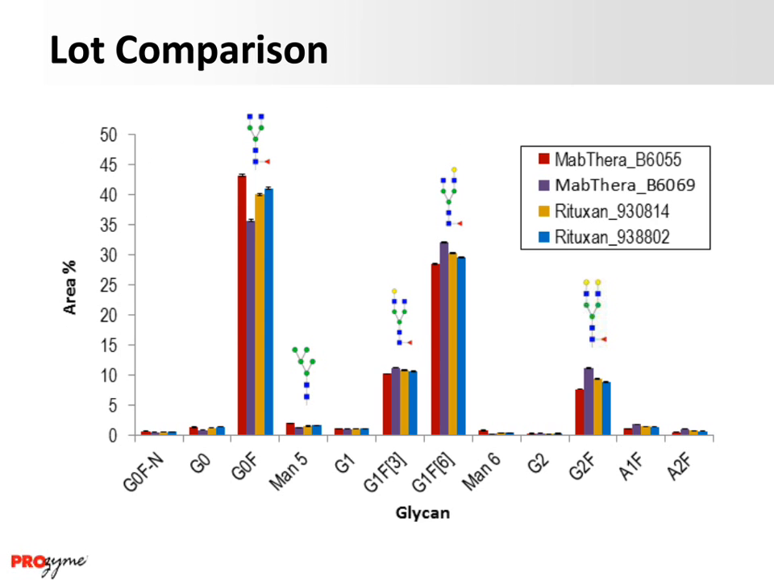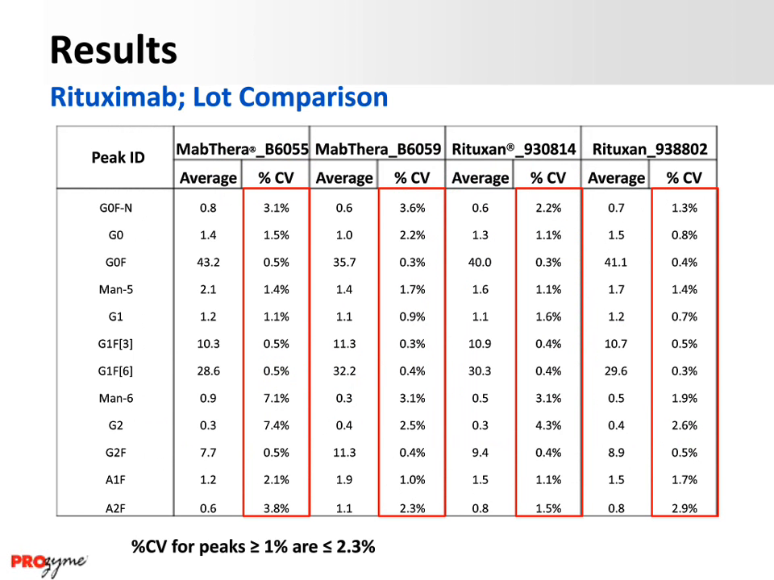Here's the data plotted by table format. Across the top here, you see the 4 different lots of Rituxan. And highlighted in red are the percentage CVs. And these are pretty low. So, for example, for G0F, you can see 0.5%, 0.3%. And really the take-home message from this slide is that percentage CV for peaks greater than or equal to 1% abundance is less than or equal to 2.3%.